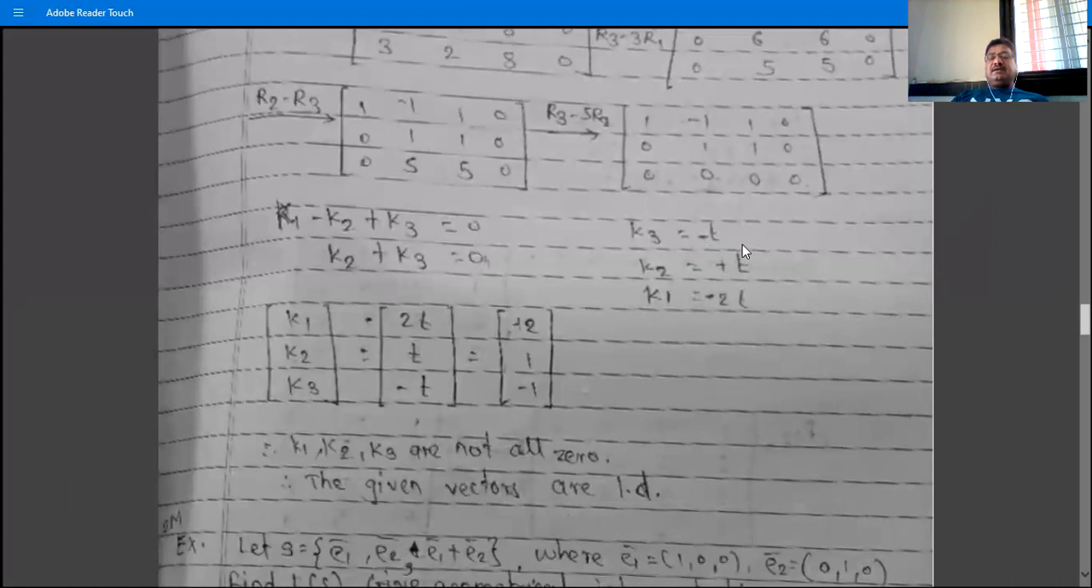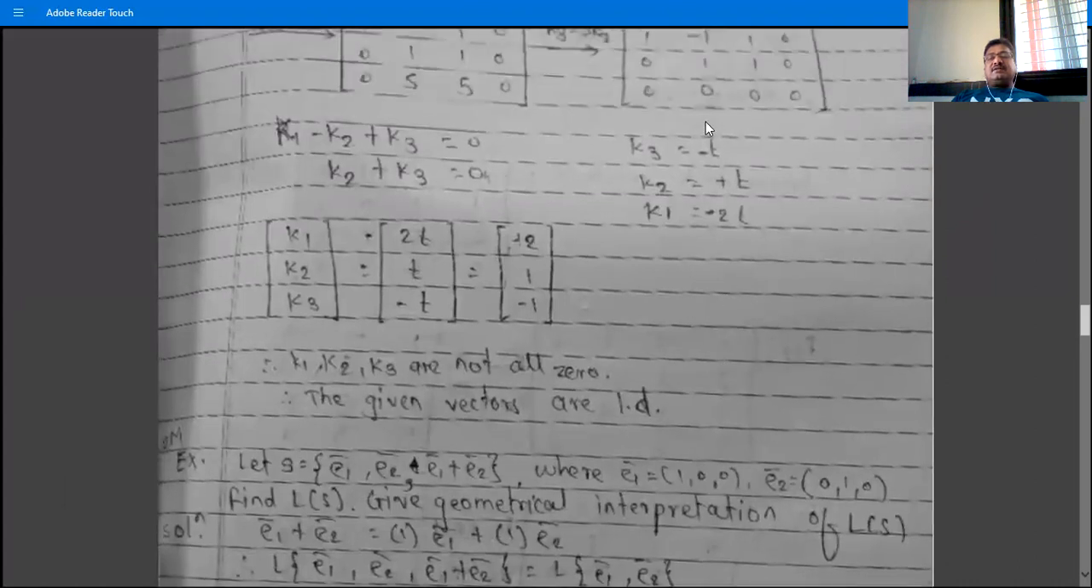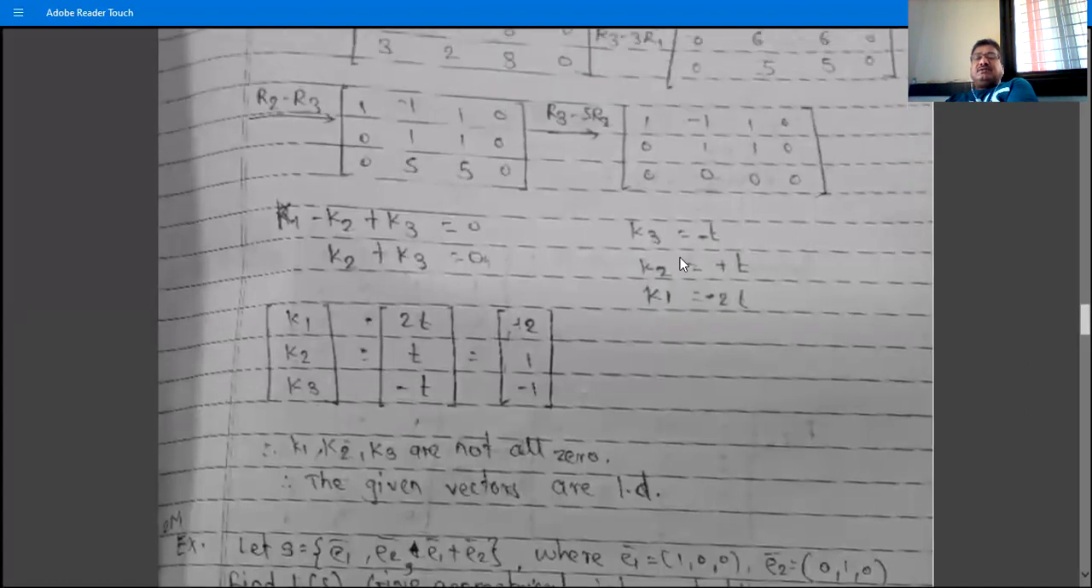If we take T as 2, then K3 is minus 2, K2 is 2, and K1 is minus 4. That is, these K1, K2, Kn are not all 0. Someone says take T as 0. If we take T as 0, then K1, K2, K3 are 0. But we have to take T as any real number. So one of the solutions of this system is obviously K1 equal to 0, K2 equal to 0, and K3 equal to 0.